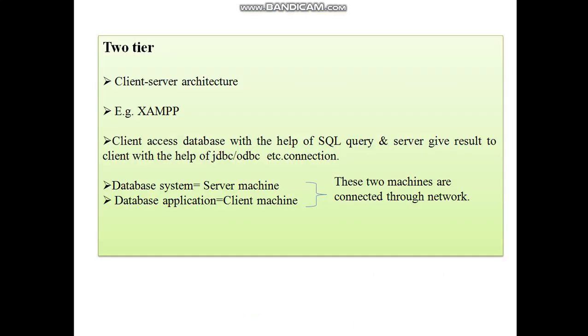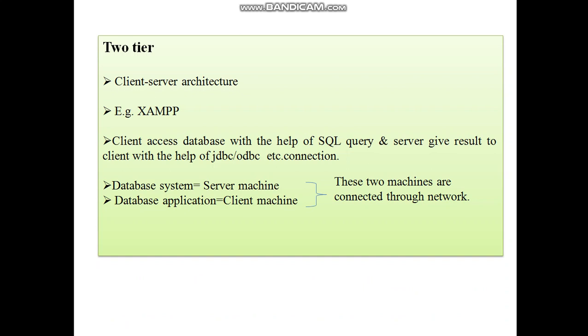So next is two tier. Two tier is nothing but a client server architecture. For example, XAMPP. All of us know XAMPP. So when the client accesses the database with the help of an SQL query, then the server responds with the help of JDBC, ODBC, or some other connections. For example, if you have a project in Java, then for Java we use a JDBC connection.